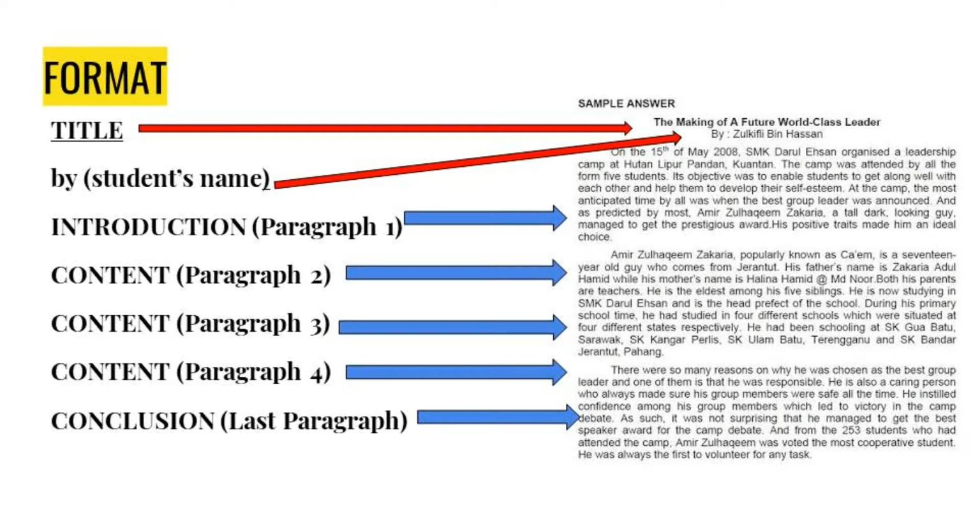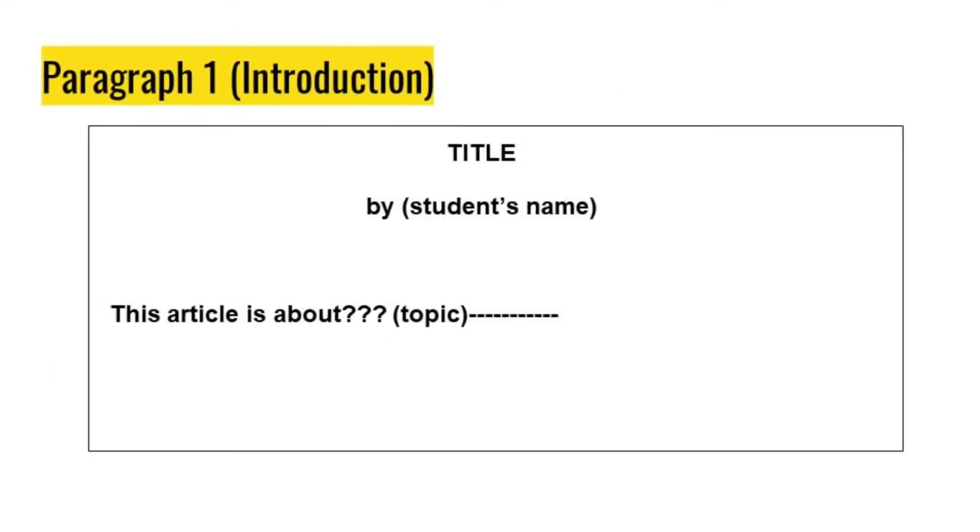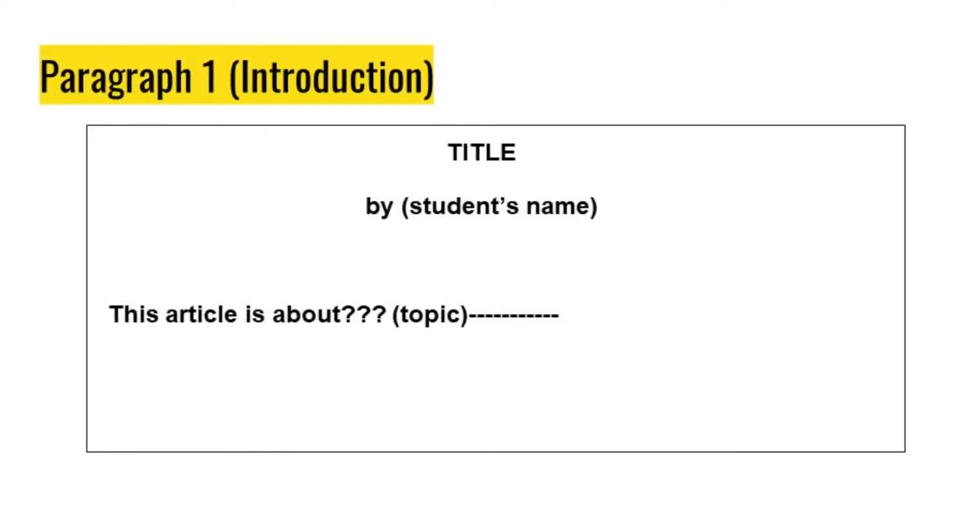Then, you continue with the first paragraph, which is the introduction. Then, the other paragraphs are for the content points given in the question. After that, we have the last paragraph, the conclusion. This is the format of an article. Now, we are going to look at the details in each part of the article.